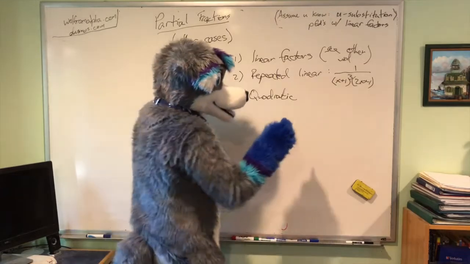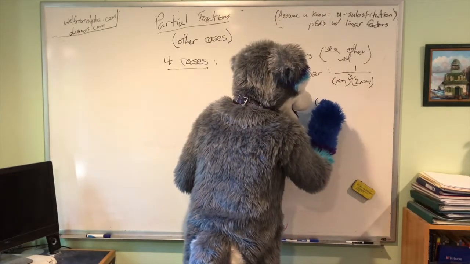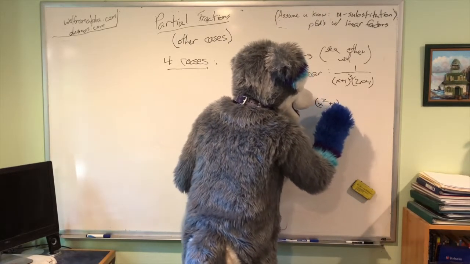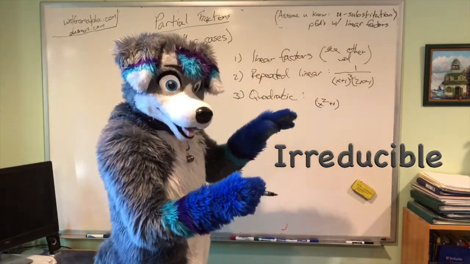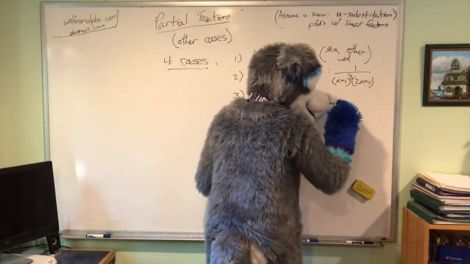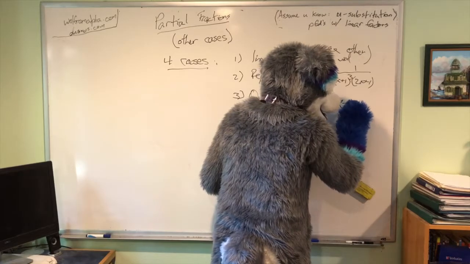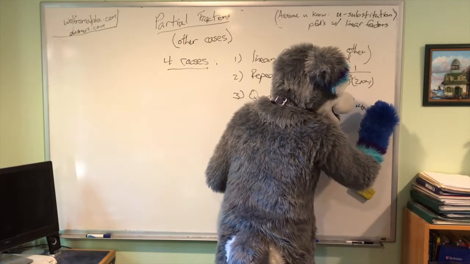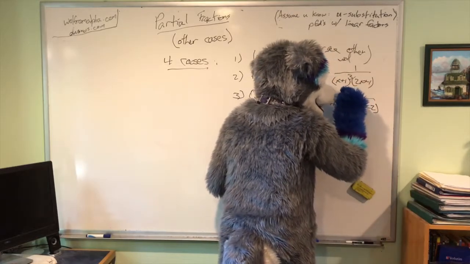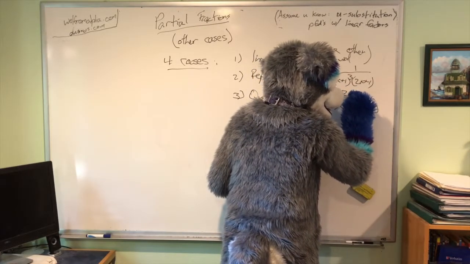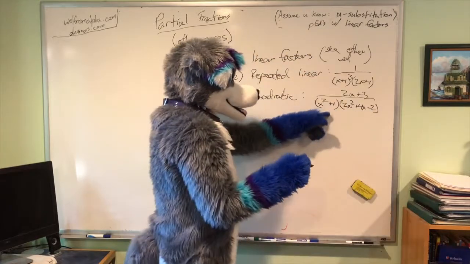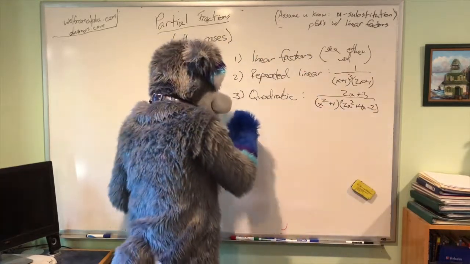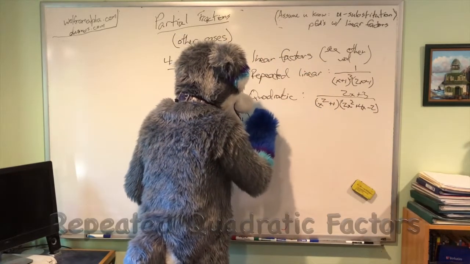So you could have quadratic factors. So that's second degree things. For example, you might have x squared plus 1, and these are irreducible, so not factorable, times 2x squared plus 4x minus 2. I'm just making that up. And you could have 2 maybe on the top, I don't know. Quadratic on the bottom. And then of course you could have repeated quadratic.